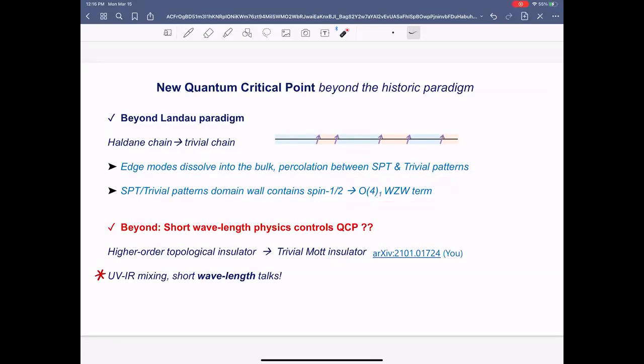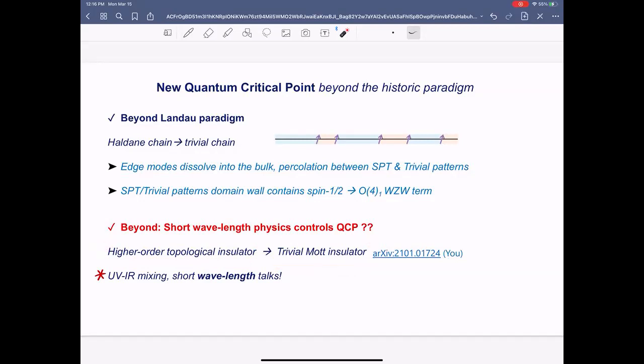Okay, so after reviewing this well-known example, we can go to a model I will focus on today. What I will talk about today is a new type of topological phase transition, which connects two phases with the same symmetry pattern. And these two phases are a higher order topological insulator phase that I will discuss in just a moment and a trivial Mott insulator phase.